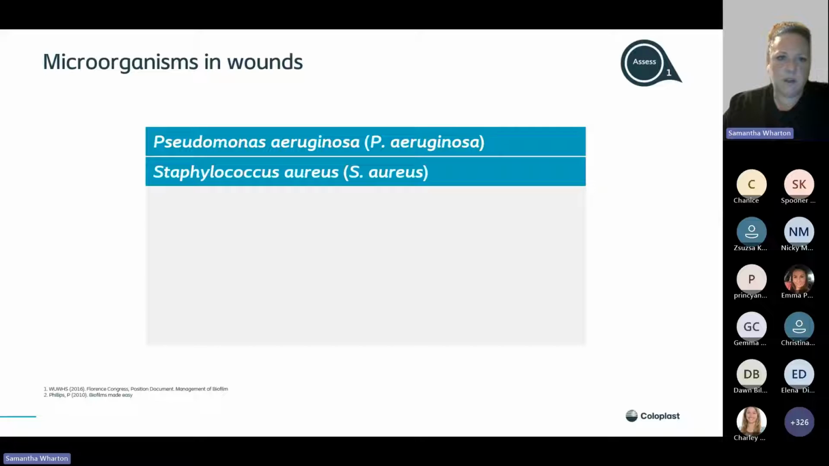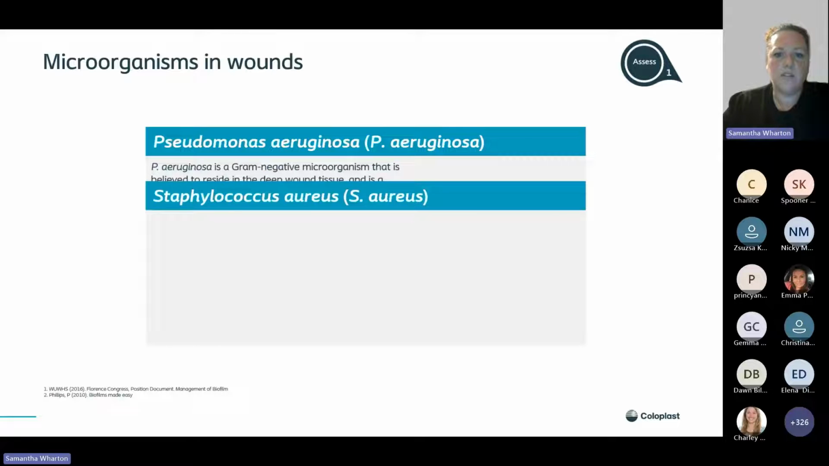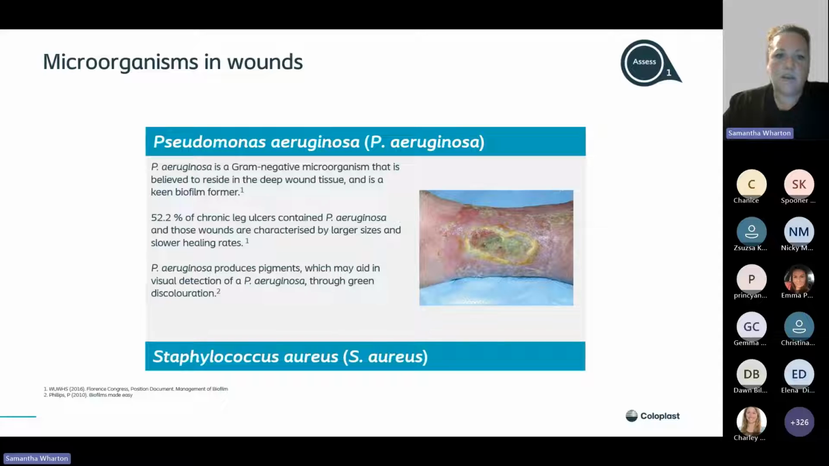Also looking at the types of microorganisms in wounds. So we've got Pseudomonas. It's a gram-negative microorganism, and it's a keen biofilm former. Over half of chronic leg ulcers will contain Pseudomonas, and it's characterized by larger wounds and a really slow healing rate. It's got a clear, distinct, luminous green exudate, and quite a distinct smell. So often you'll know that Pseudomonas is present through smelling it before you've even had a look and seen that luminous exudate.